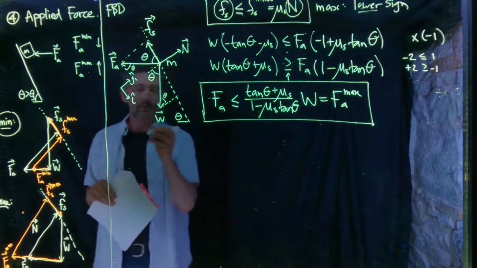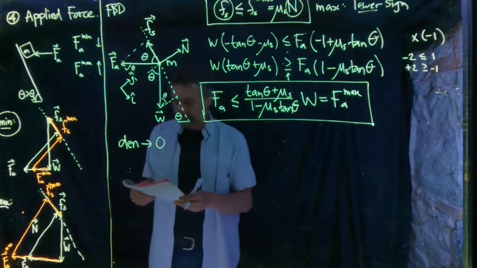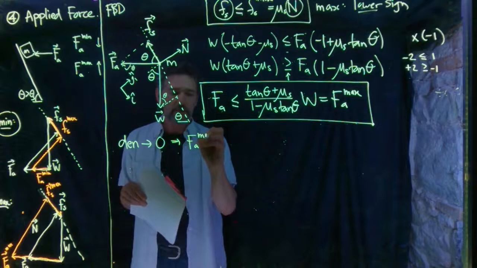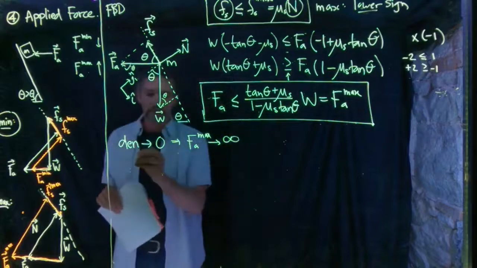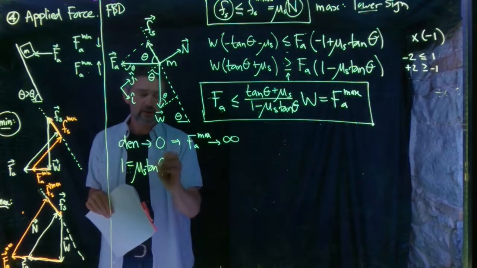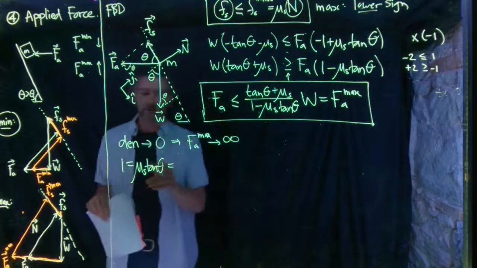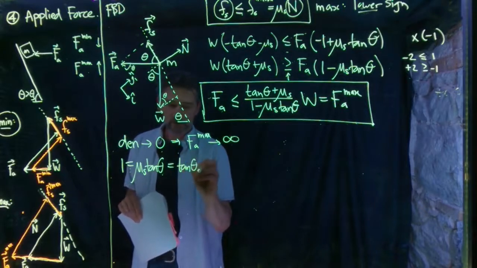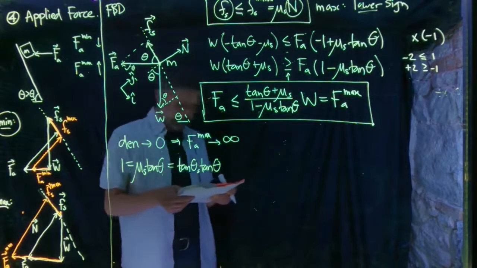So when the denominator approaches 0, it tells you that the Fa maximum approaches infinity. So let's solve for the denominator equal to 0. To say the denominator equals 0 means that 1 is equal to mu s times tan theta. Now, what is mu s? We're going to use a little bit of trig here. So mu s is tan of the static critical angle. So that's tan theta s times tan theta. And then I think we want to flip this over.